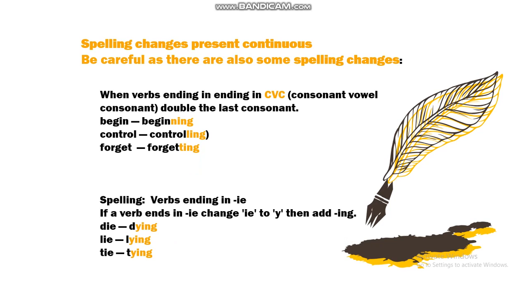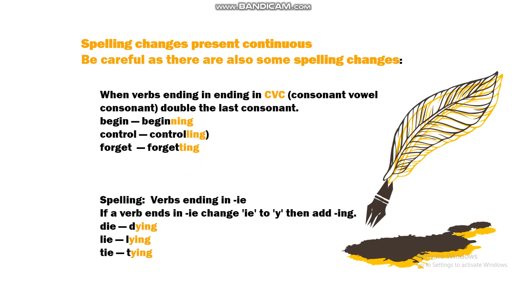Okay. The next rule is the CVC, which is consonant, vowel, consonant. So we have a consonant and then a vowel letter and then a consonant. What do we do? We double the last letter, like begin, beginning. Look, we added another N. We doubled the N. Control, controlling. Forget, forgetting. So we just double the last letter and we add ing.